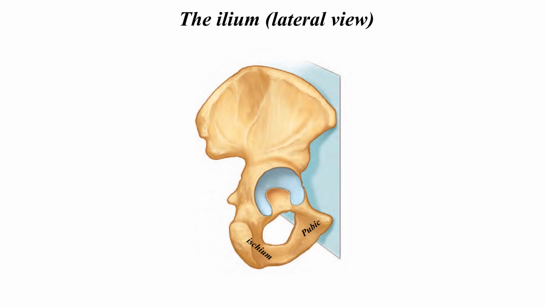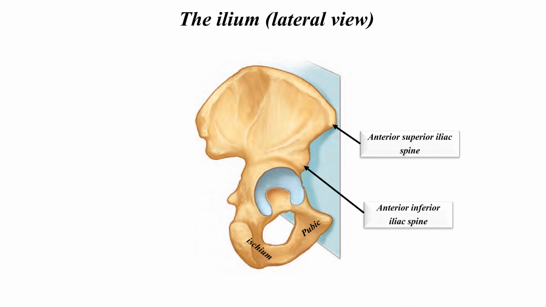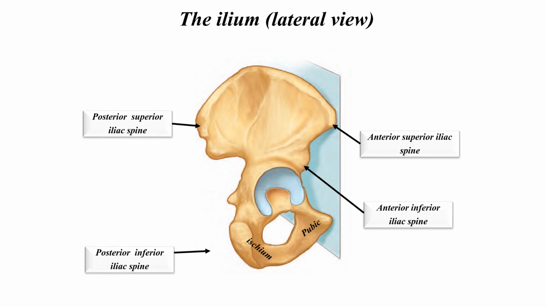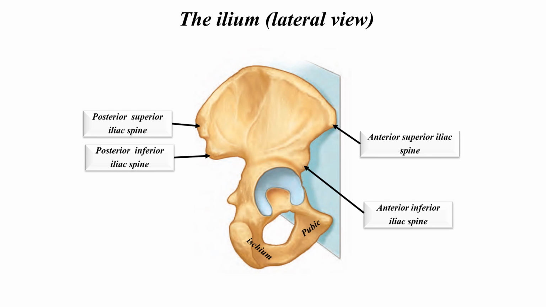This slide shows the ilium from the lateral view. This is the anterior superior iliac spine, and this is the anterior inferior iliac spine. Posteriorly, this is the posterior superior iliac spine, and this is the posterior inferior iliac spine. As we said previously, the upper convex margin of the ilium is called the iliac crest. The iliac crest of the ilium laterally has a tubercle. We call it iliac tubercle. The iliac tubercle lies 5 cm posterior to the anterior superior iliac spine.